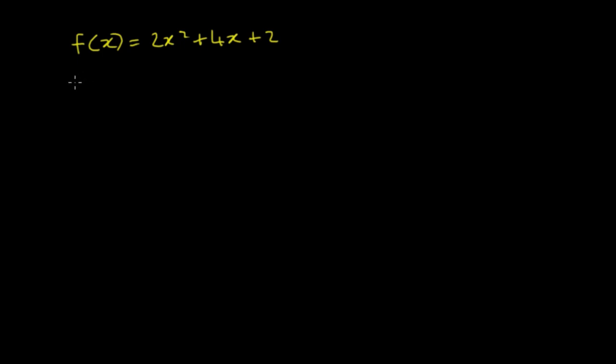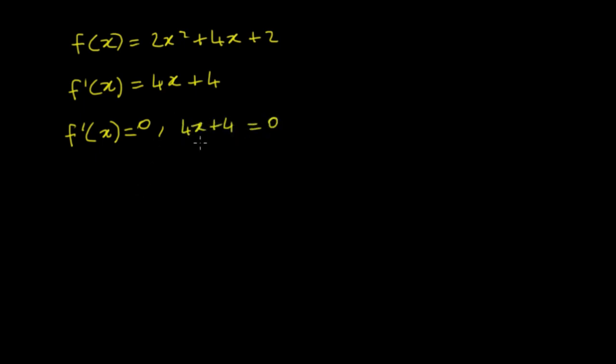So we differentiate that. f derivative of x is going to equal 2 times 2, which is 4x, and then this will give you a value of 4. So we get the stationary point when f derivative of x is equal to 0. So that is 4x plus 4 is equal to 0. So 4x is equal to minus 4, or x is equal to minus 1.